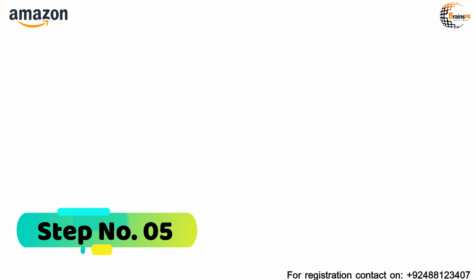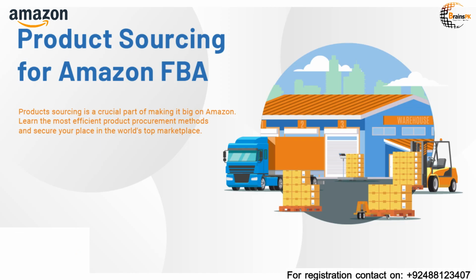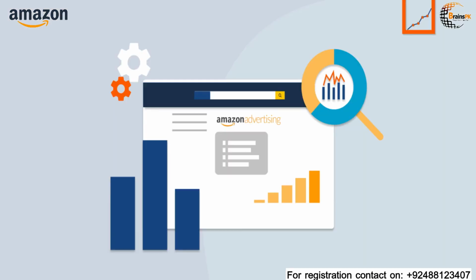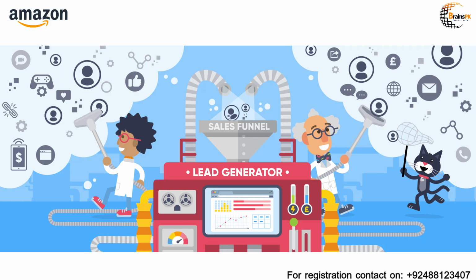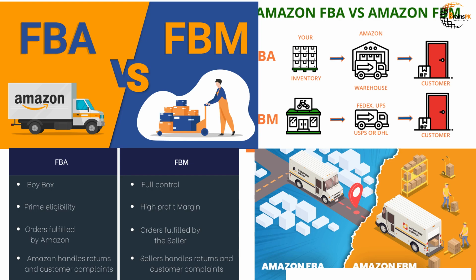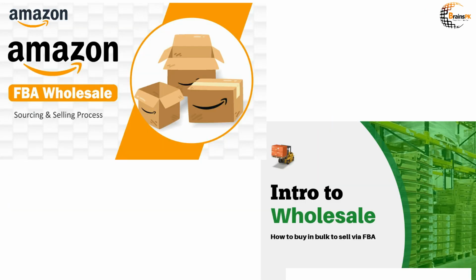Step number 5. Product sourcing. Step number 6. Run ads and create sales generation. Step number 7. Details about Amazon FBA versus FBM and wholesale.